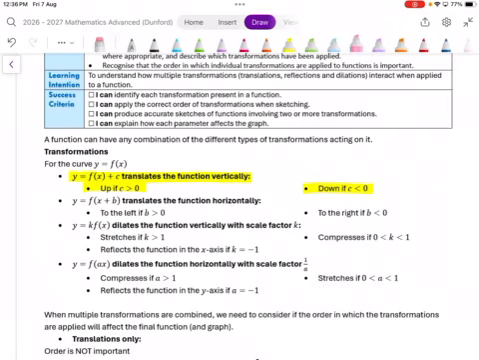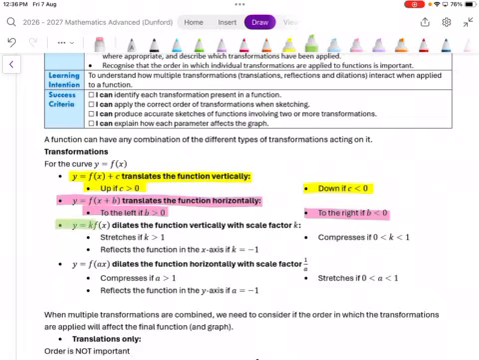We then looked at horizontal translation. So y equals f of (x plus b) translates the function horizontally. So it moves it to the left if b is greater than 0 and to the right if b is less than 0. We then have our dilation.